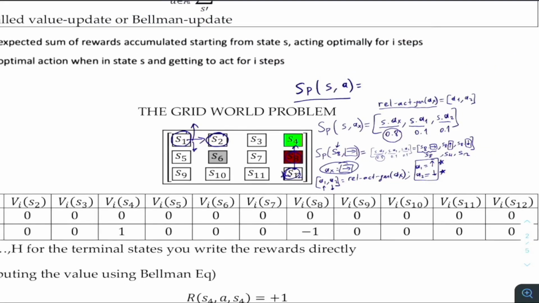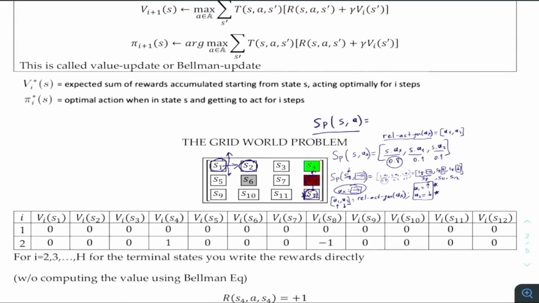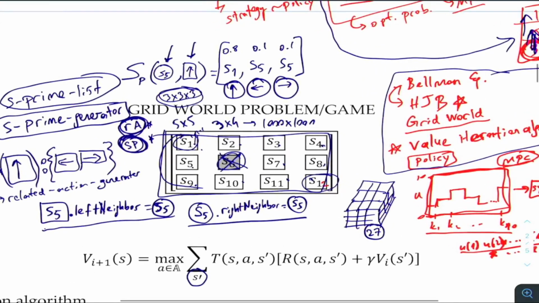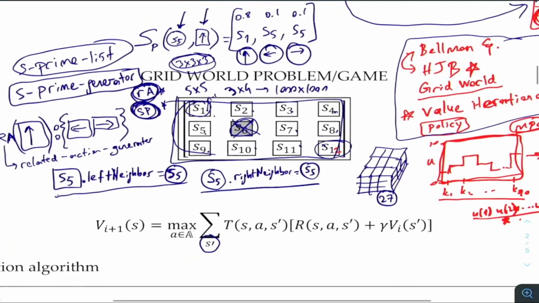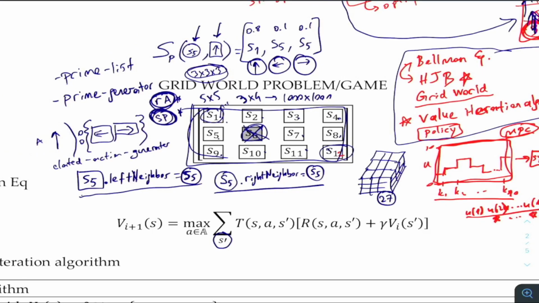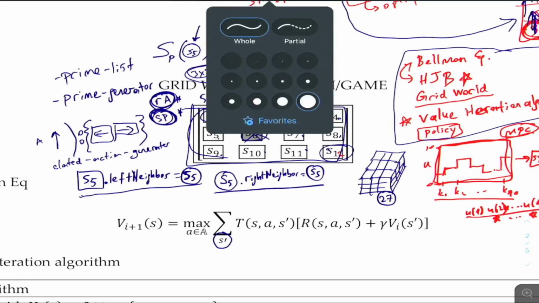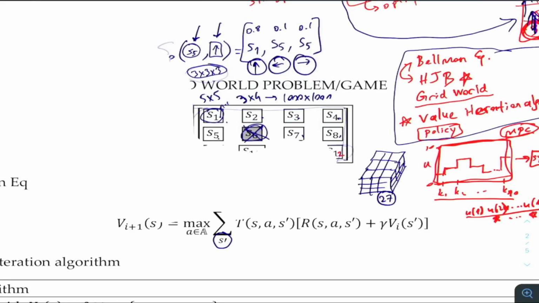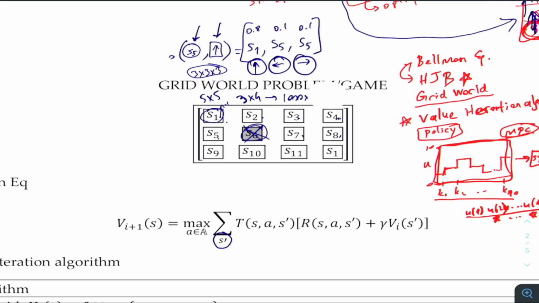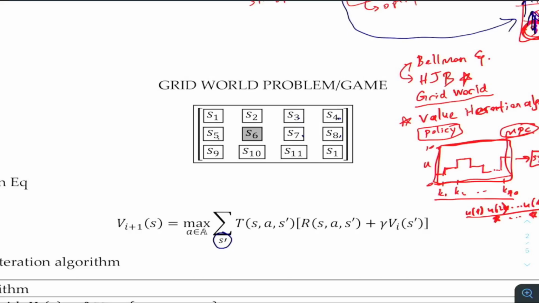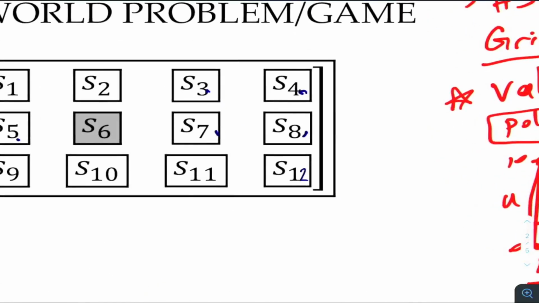So, okay, we have S prime and transition functions. It is perfect. Now we are in a position to talk about the reward function. Okay, I'm going to delete all of them now. S12. Okay.